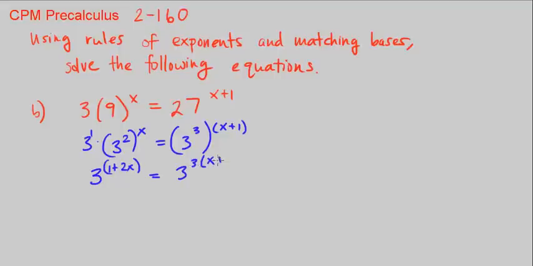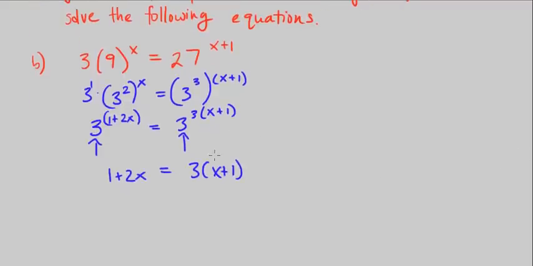3 times x plus 1. That's matching the bases. They both have base 3. And so we can go ahead and say 1 plus 2x, the exponent here, equals 3 times x plus 1, the exponent here. Now we're just going to do algebra, simple algebra to solve for x.